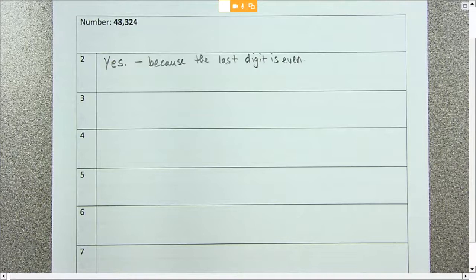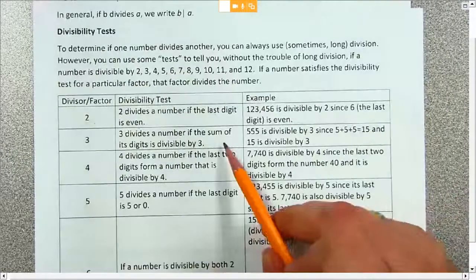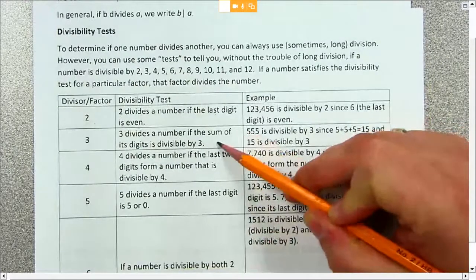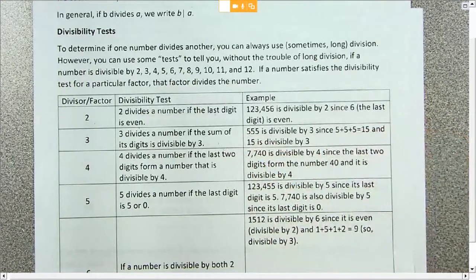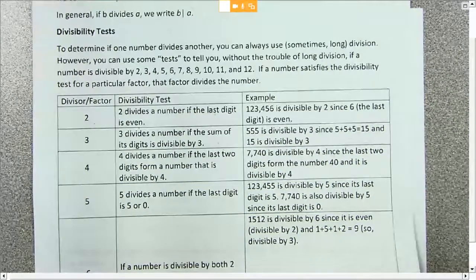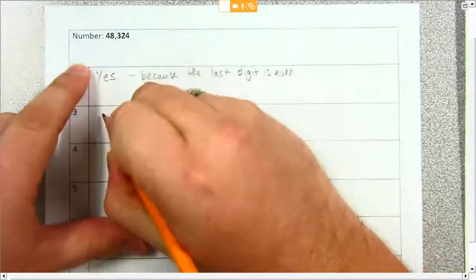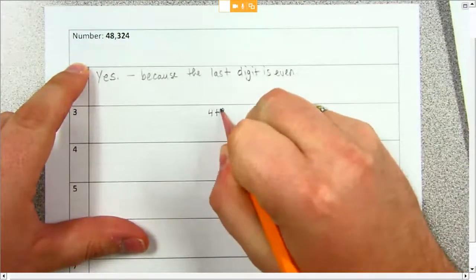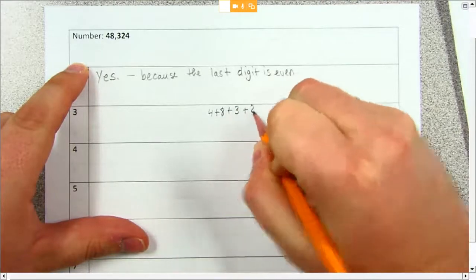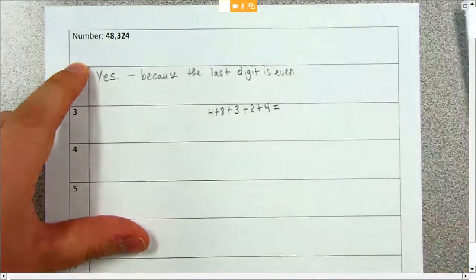3 is one you may not know, and 3 is very helpful. It's how I knew that 411 was divisible by 3. So 3 divides a number if the sum of the digits is divisible by 3. If you take each of those digits and add them up, and you get something that is a multiple of 3 or divisible by 3, then so is the whole number. Okay? So 48,324, let's add these digits. What if I have 4 plus 8 plus 3 plus 2 plus 4? What is that?